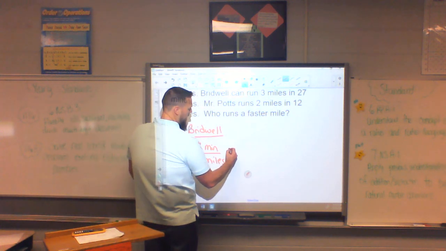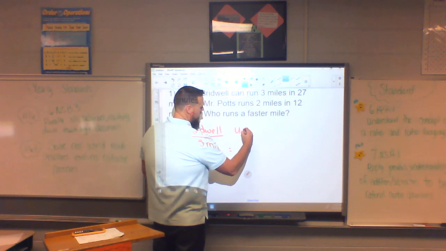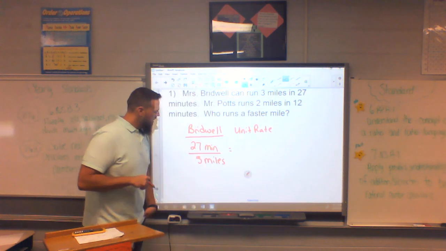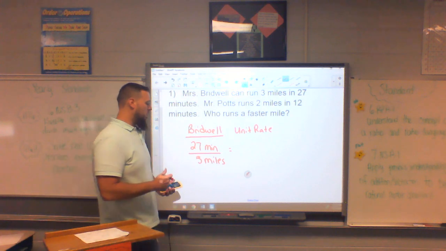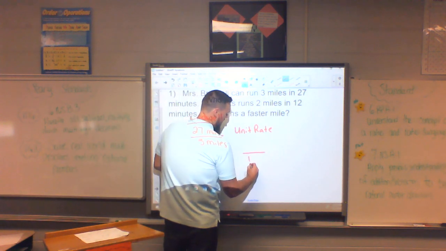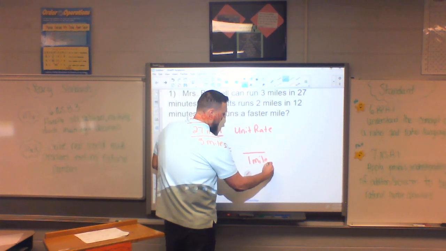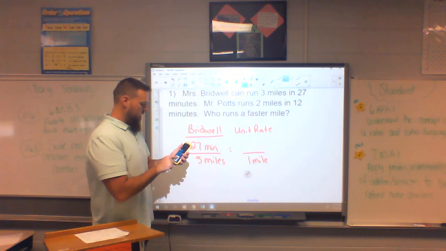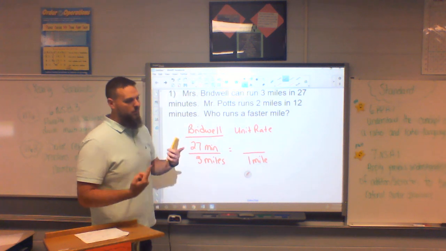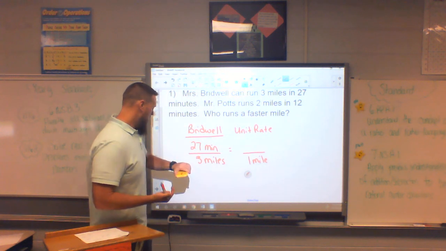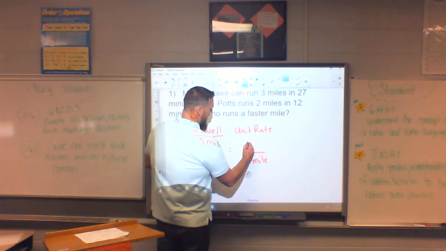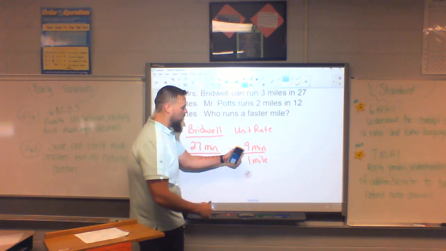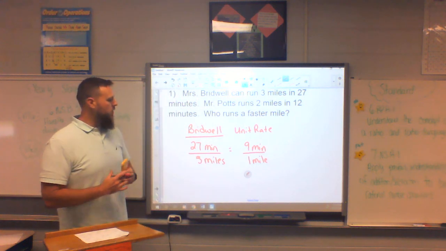Now, to be able to compare these, I want to turn it into a unit rate. Hopefully you remember how to do that from yesterday. Our unit rate is always over 1, so how long does it take her to run 1 mile? Just like yesterday, I get out my calculator and do 27 divided by 3. Hopefully you don't need a calculator for that, but if you need one, you can use it. So it takes her 9 minutes to run 1 mile. Okay, so that's the first part.